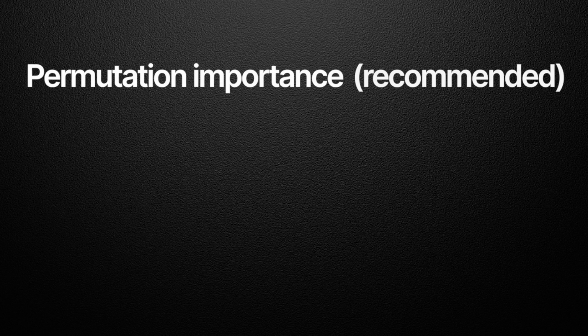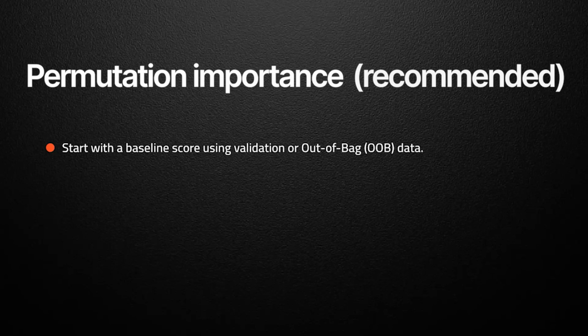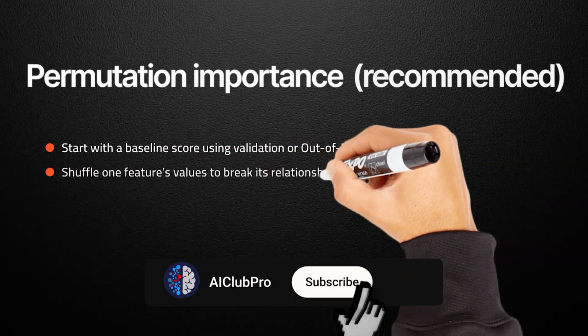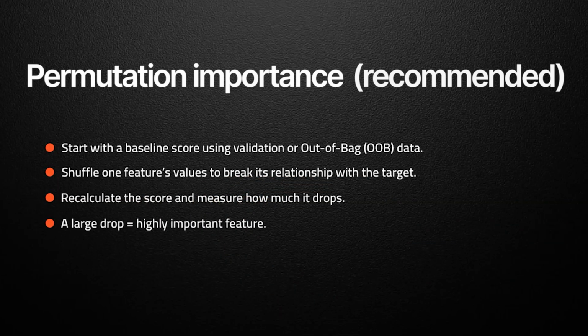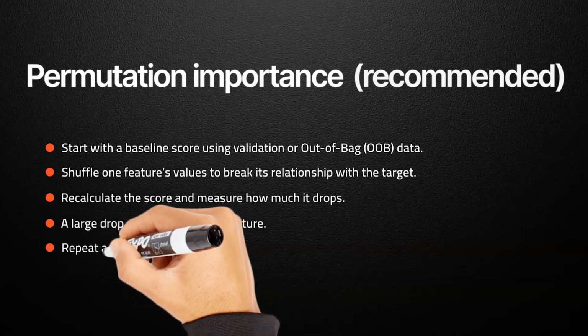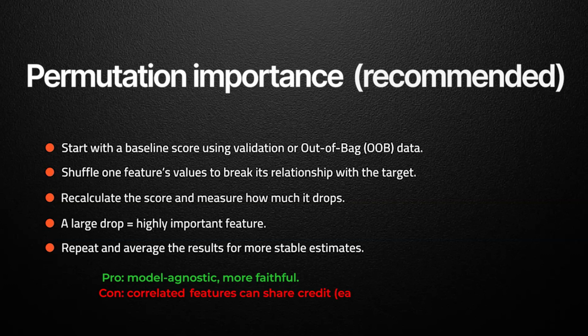The second method is the permutation importance method. It takes the validation or out-of-bag score as the baseline. Then shuffle the feature values and score again and see how much the metric drops. A large drop means that the feature mattered a lot. You can repeat and average the metric for stability. A good thing about this method is that it is model agnostic and more faithful. A bad thing about it is that correlated features can share credit, and each may look less important alone.